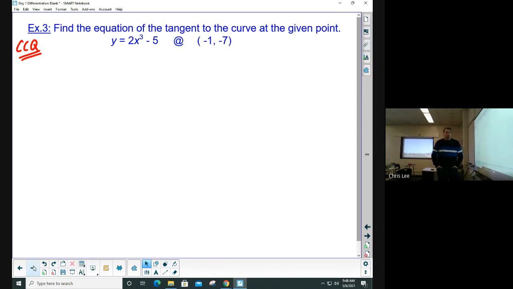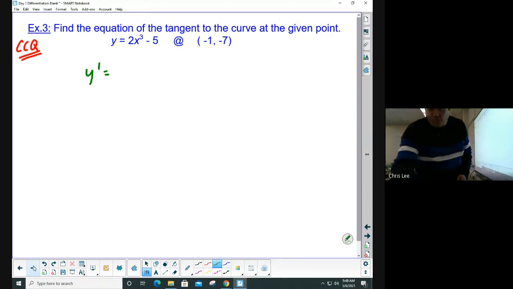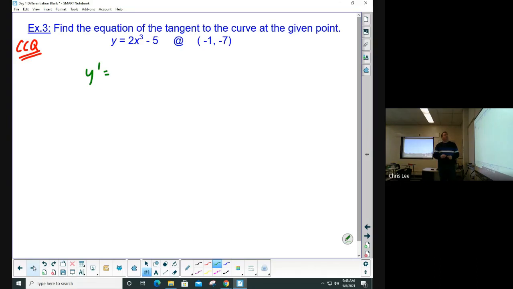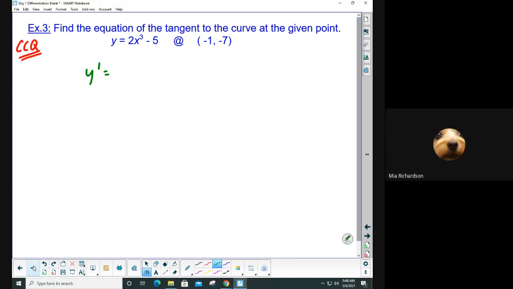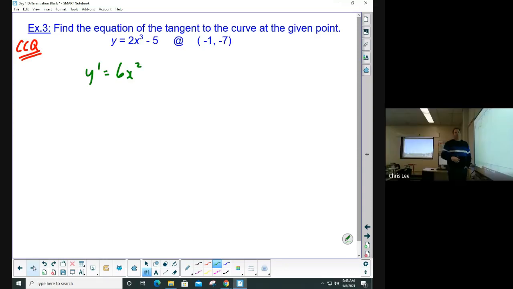So I've got this function here, and I want to know the slope of the tangent at the point -1, 7. Of course, if I want to find the slope, I need to differentiate. So I got my function here, but I want to know y prime. Mia, what is the derivative of 2x cubed minus 5? That's 6x squared, and the -5 just disappears. It disappears, exactly.